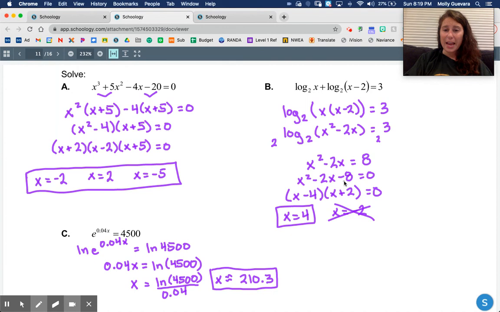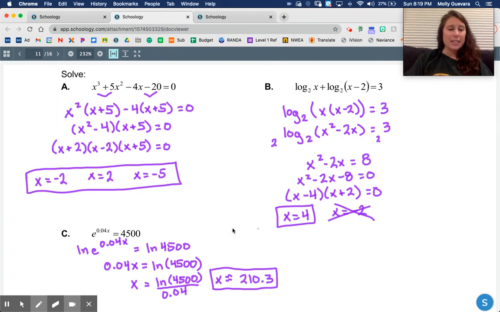I moved the 8 over to the other side, and I factored, which got me x equals 4, x equals -2. Remember that you are not allowed to take the log of a negative number or 0. So 4 works when I plug it back in, but -2 does not. So 4 is my only answer here.